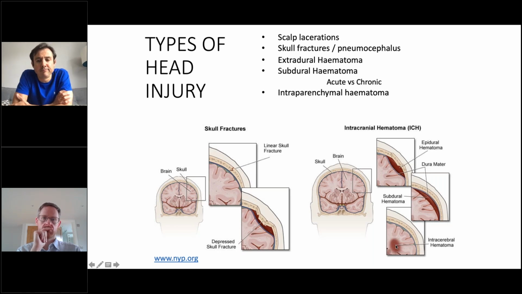So the position of the bleed is obviously critical to your surgery and also to outcome. So your outcome from an extradural hematoma, provided that you get in quickly, is good, but is excellent. I've seen kids walk out of hospital within days of massive extradurals with huge midline shift.